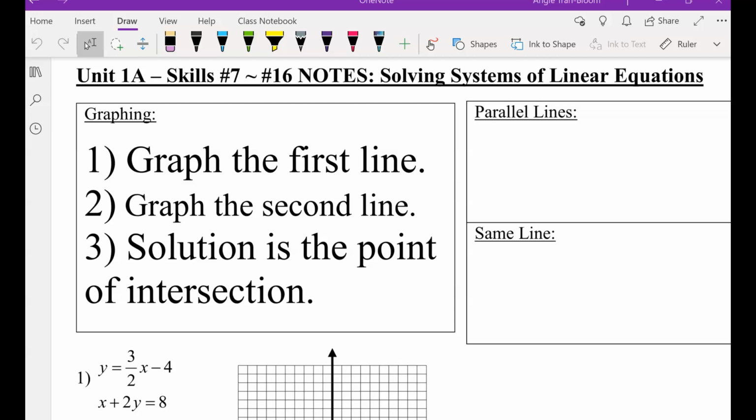Step number 2, Autumn, help me read number 2. Graph the second line. You're right, graph line number 2. Then Olivia A, help me read step 3. Perfect. Okay. If they intersect, that point is the solution. So normally we write your solution as x comma y, which is a point.